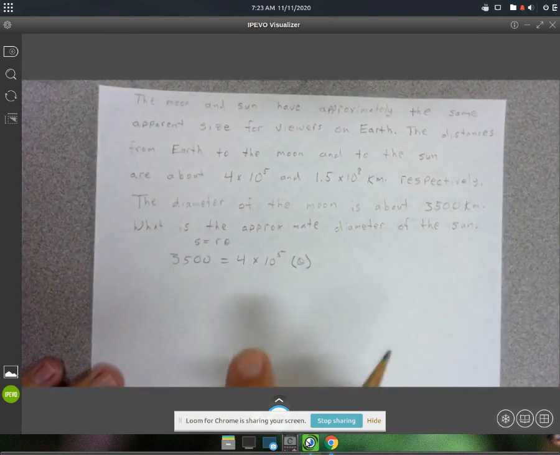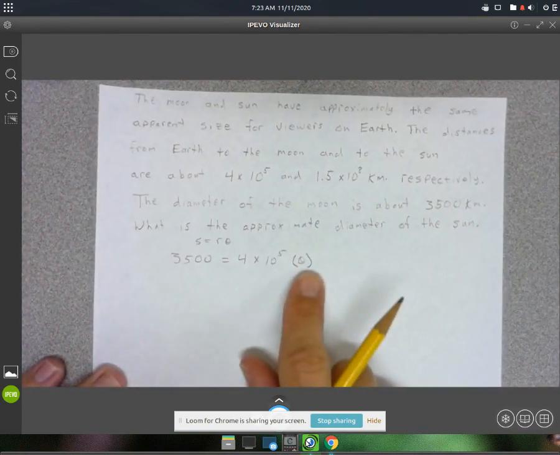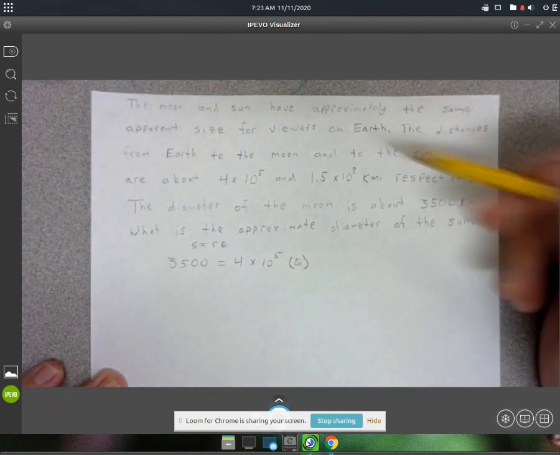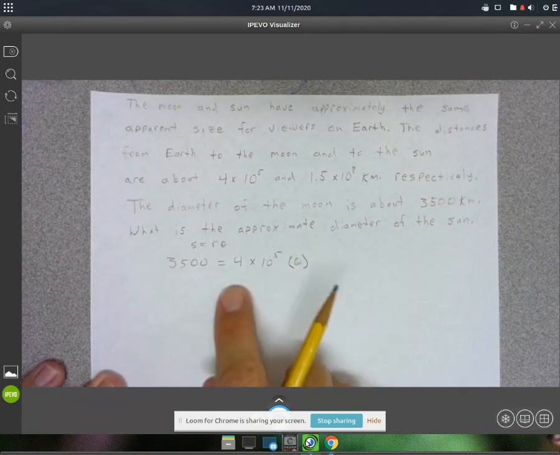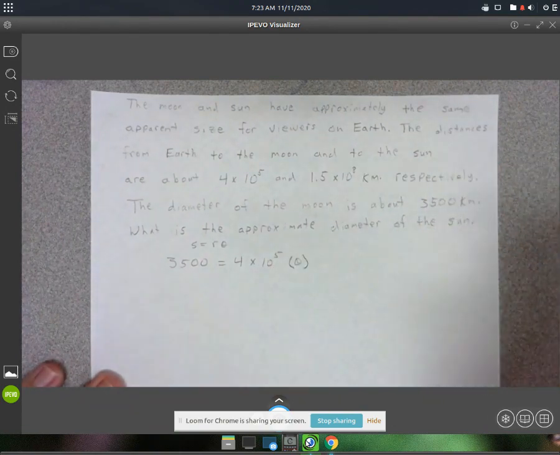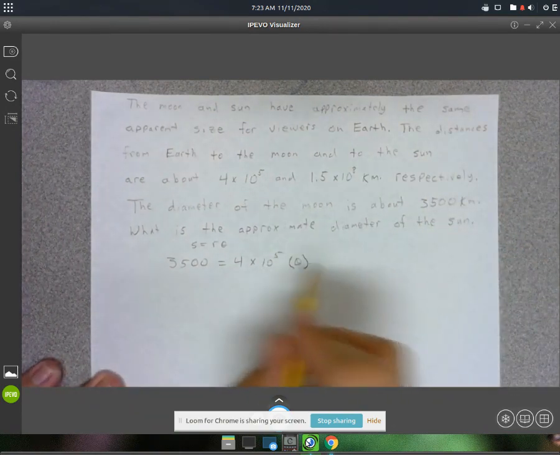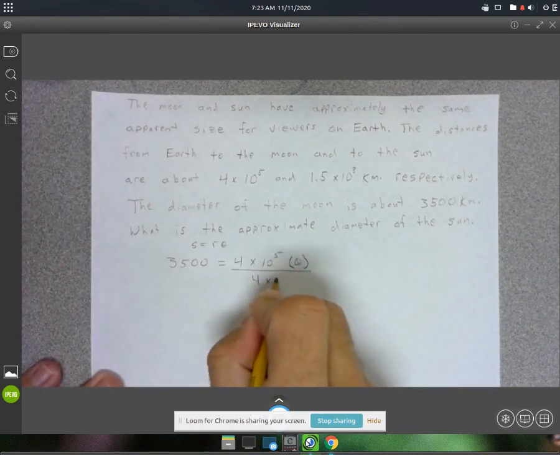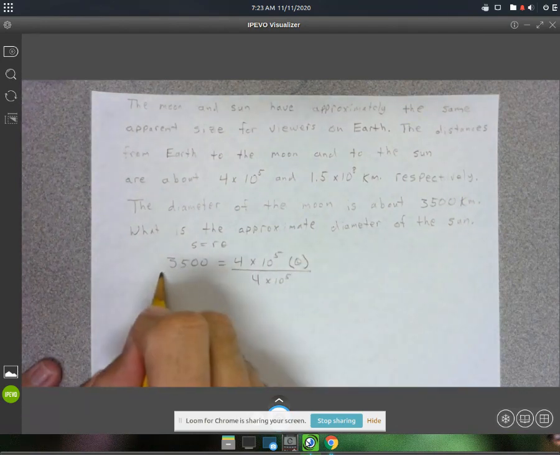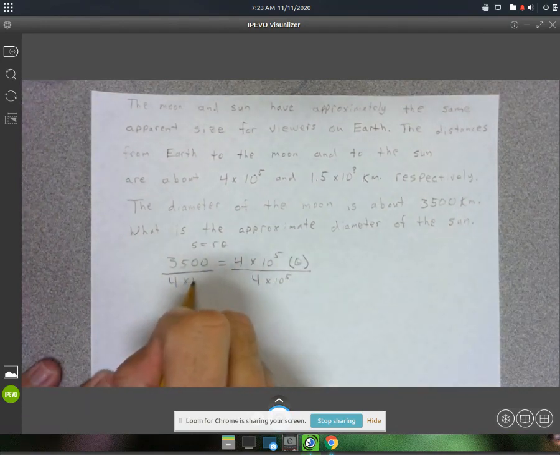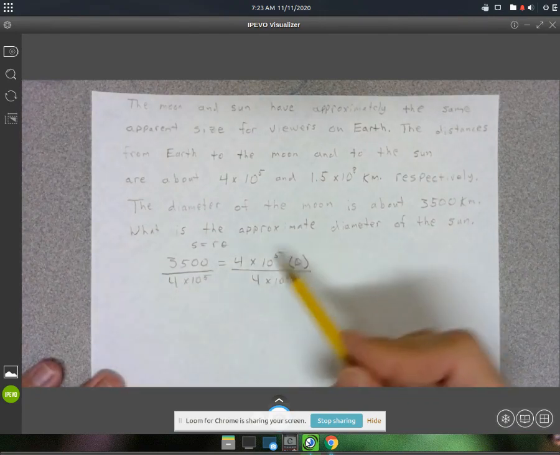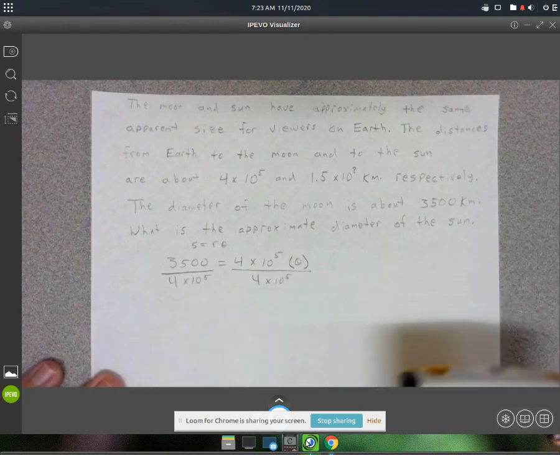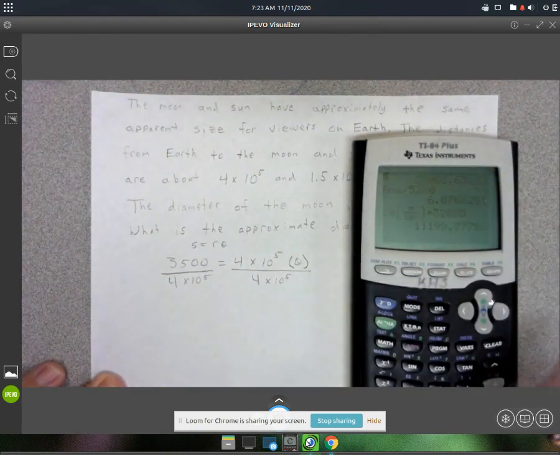All right. So we're going to use this equation to figure out the angle created between the Earth and the moon, and then we're going to use that angle on the sun as well. So to solve this, we are going to divide both sides by 4 times 10 to the 5th. So on this side they cancel. And over here, this is going to give us our angle, and it is going to be in radians.